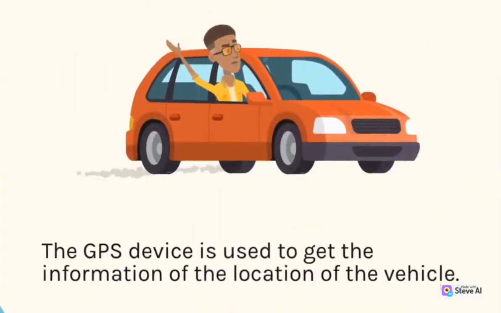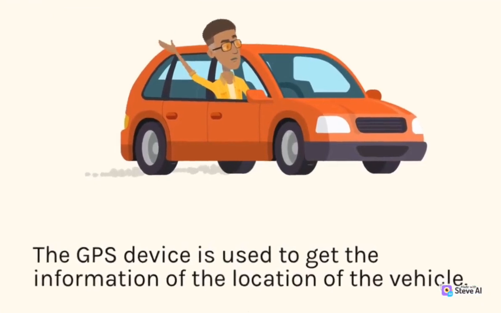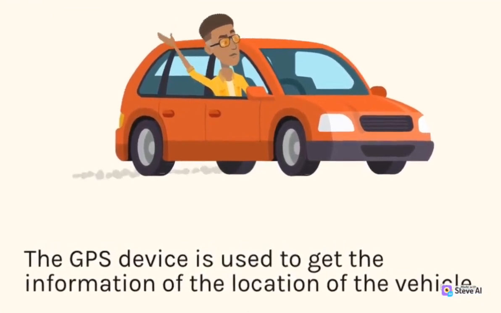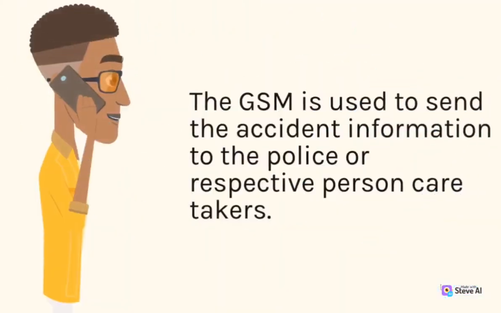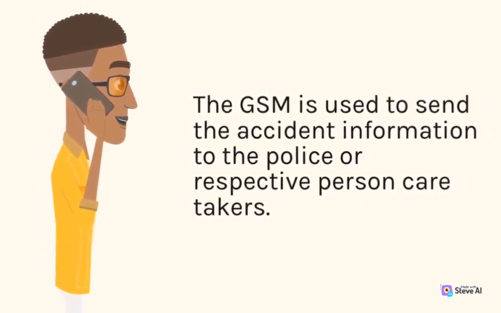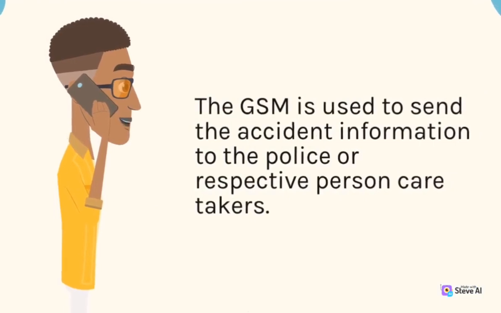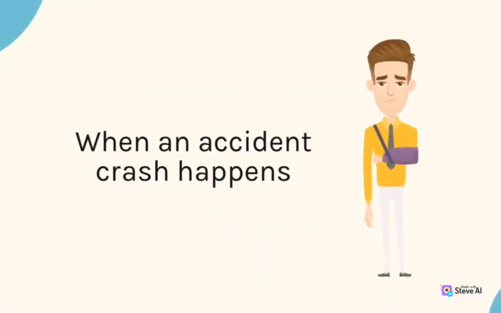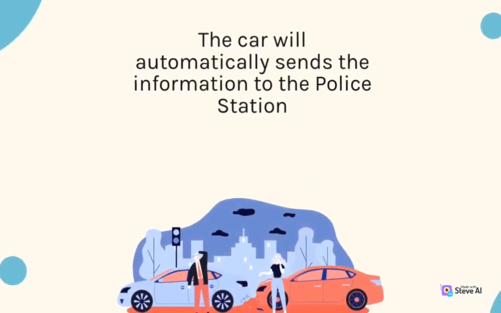The GPS device is used to get the location of the vehicle. The GSM is used to send the accident information to the police or the respective caretakers. When an accident crash happens, the car will automatically send the information to the police station.